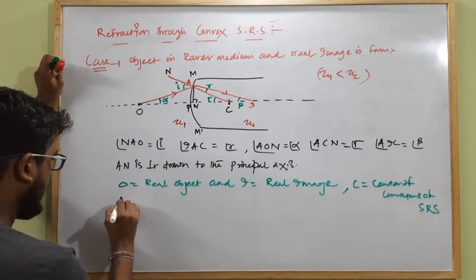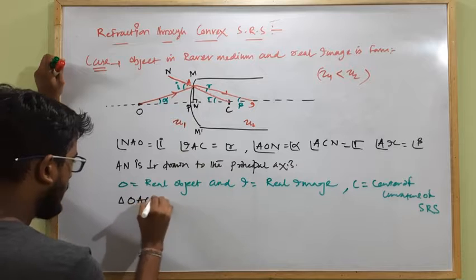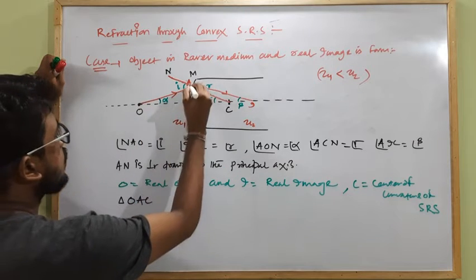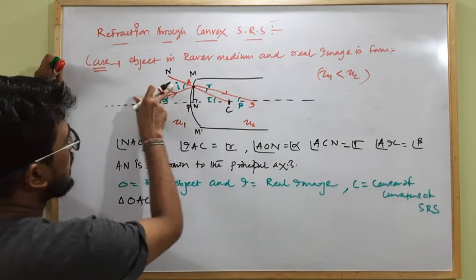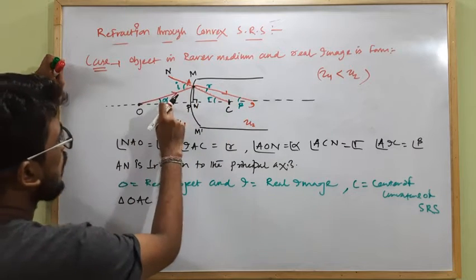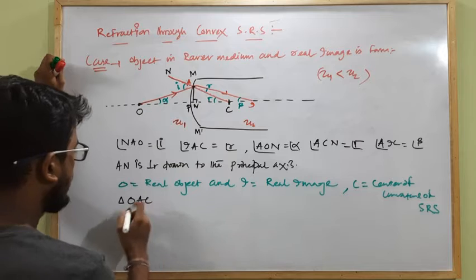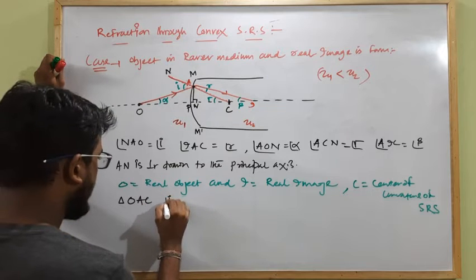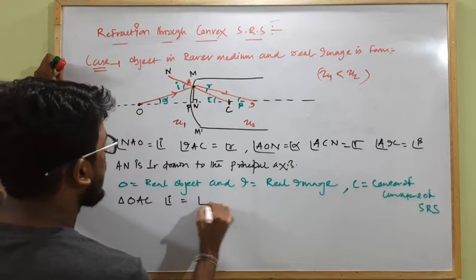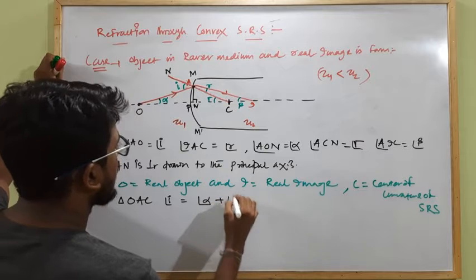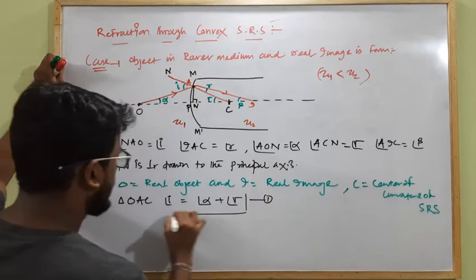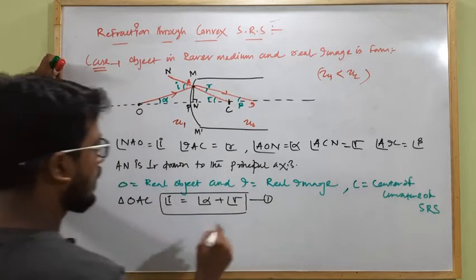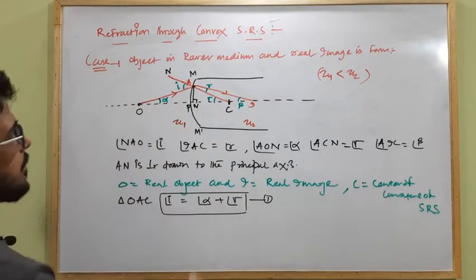So in triangle OAC, in this triangle, I is the exterior angle, which is equal to alpha plus gamma. So in triangle OAC, I can write angle I equal to angle alpha plus angle gamma. Clear? Let it be equation 1. I equal to alpha plus gamma.